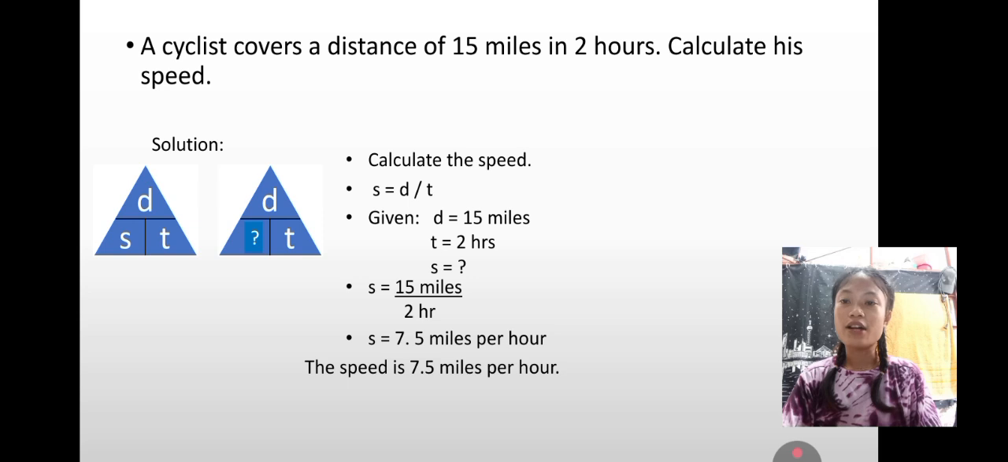Ato reasonable nga answer is the speed is 7.5 miles per hour.